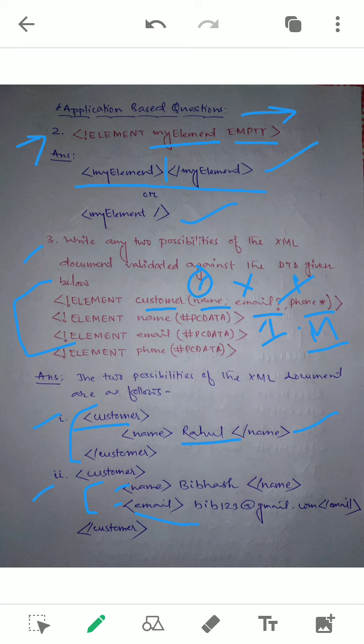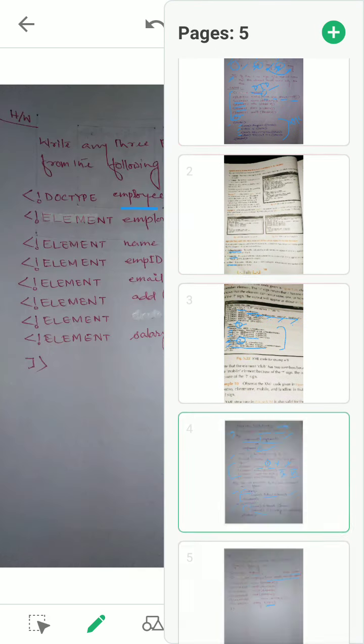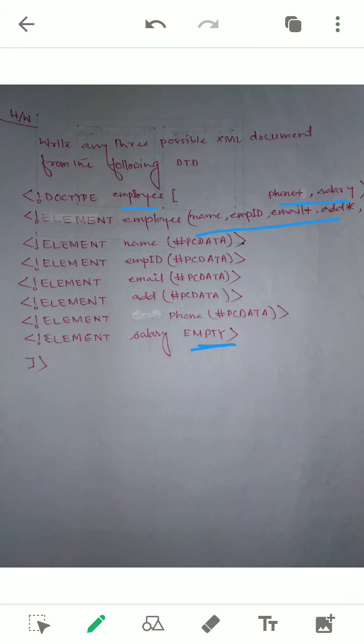Simply, you can close this element without writing the closing tag, like this: less than, the element name, a space, and you can close it directly with a slash and greater than. So, have you understood this one? I think you have understood what EMPTY means. So accordingly, here it is given EMPTY, so write another 3 possible XML documents, like 1, 2, 3, in that way, and send them to my WhatsApp number. Thank you.